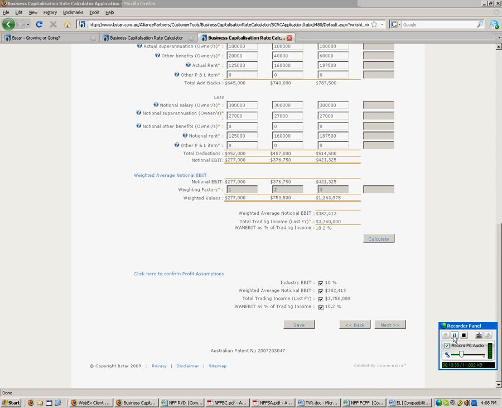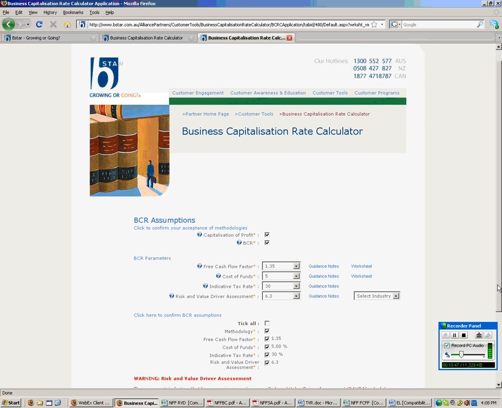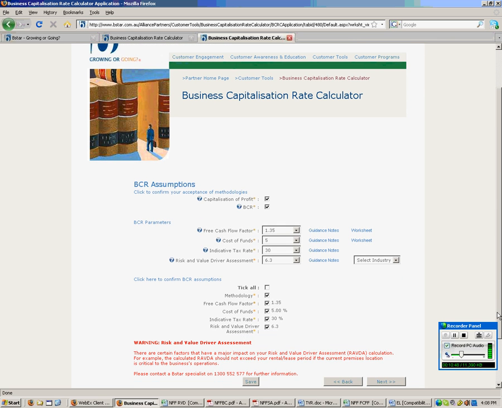Once an alliance partner has confirmed their adjusted profit for valuation purposes, they can save data entry online and then progress to the BCRC input page. There are 4 remaining inputs prior to the profit multiple and business value being determined. Alliance partners using the calculator need to confirm they are valuing the business on a capitalization of profits methodology. They need to confirm that they agree with the methodology of the calculator.